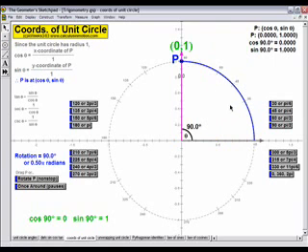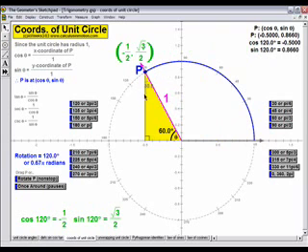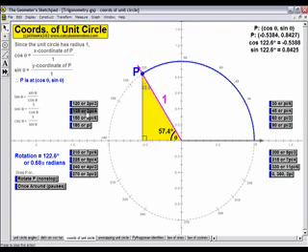So once we get through the first quadrant, we start to positive.